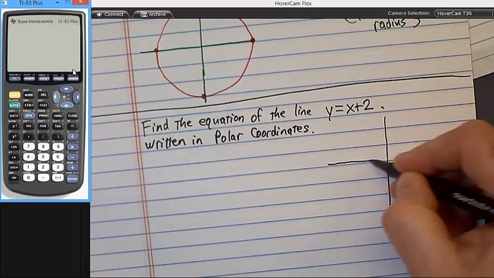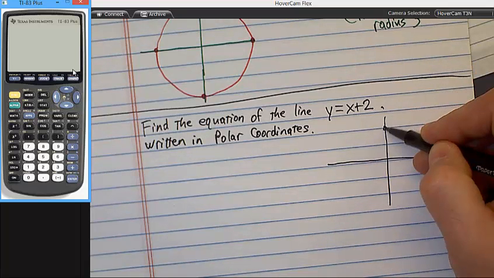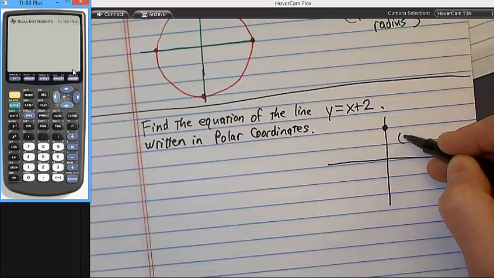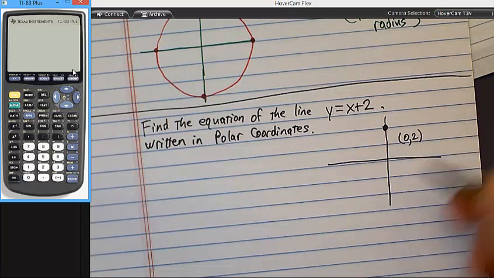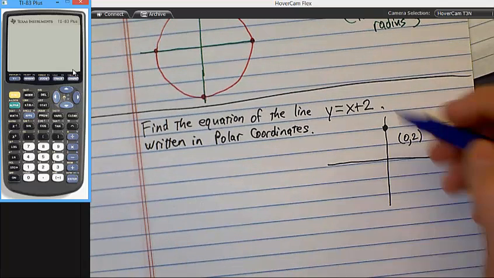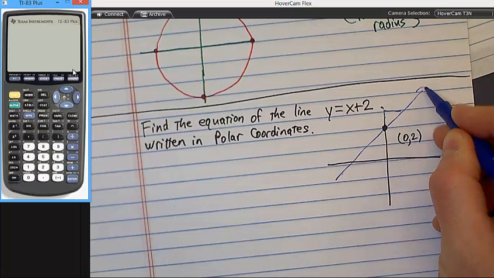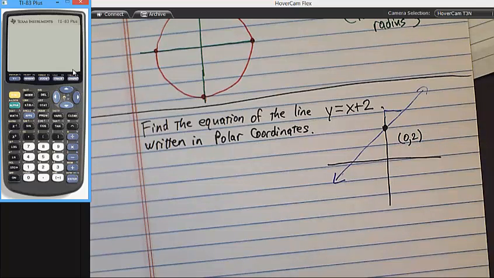We know how to graph y equals x plus 2. Start off graphing what point? Okay, so this is the point. What's that thing called? That's the y-intercept. And then to get the rest of the line, what do I want to do? Use the slope and go up 1 over 1. You guys remember this? This is all from algebra, right? So there's y equals x plus 2.